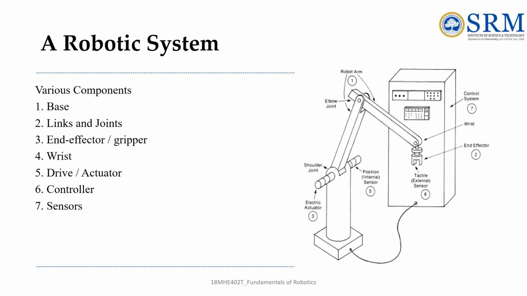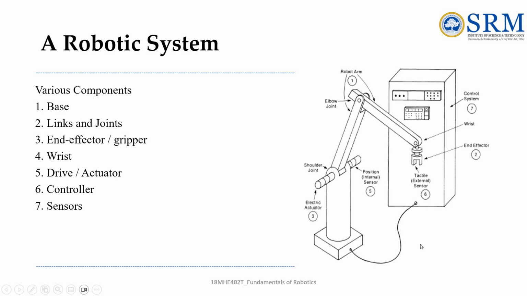Next, the robotic system: various components that work together to enable the robot's functionality. You can see here, first is the base. The base provides stability and support for the entire robot, serving as its foundation. And next is links and joints. Robots typically have multiple links connected by joints, which allow the robot to move and change its configuration. And next is the end effector or gripper. This is equipped with a gripper or a tool, and is the part of the robot responsible for interacting with the environment or performing the specific task.